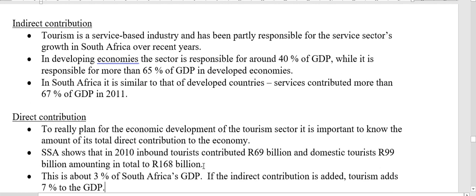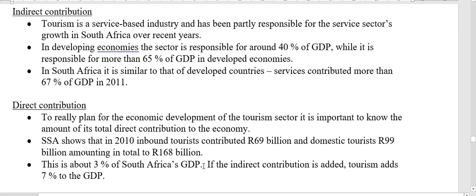All right, now if we look at the actual percentages, our indirect contribution, obviously I said that tourism is a service-based industry, and our service industry is the fastest growing. It's by far, it makes the biggest contribution to the GDP. And by service sector, remember, we mean the tertiary sector. Now, the tertiary sector is by far the biggest contributor to the GDP.